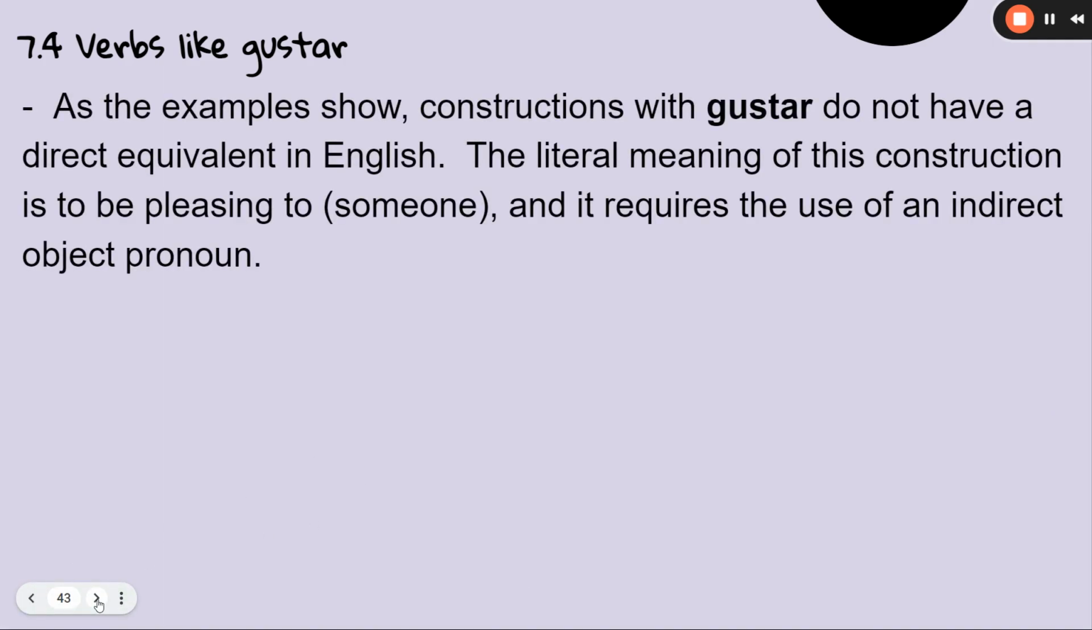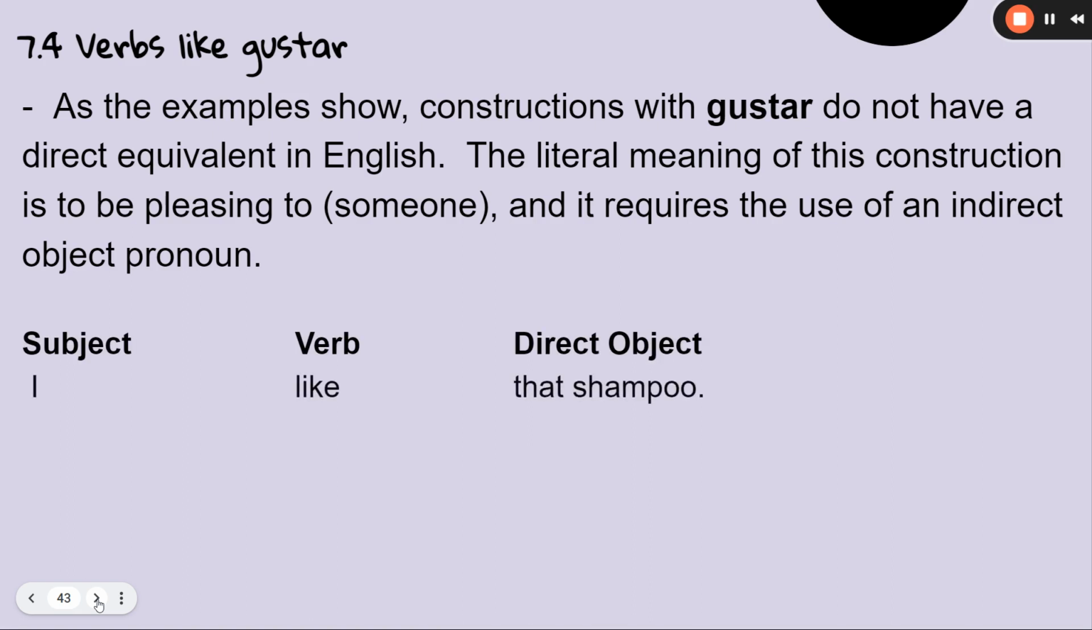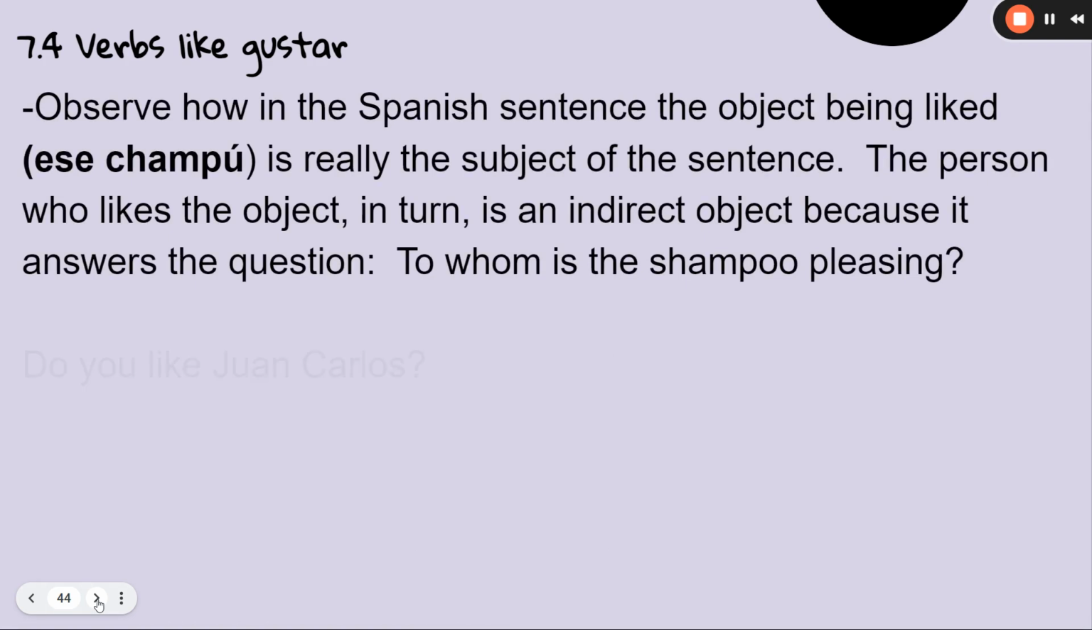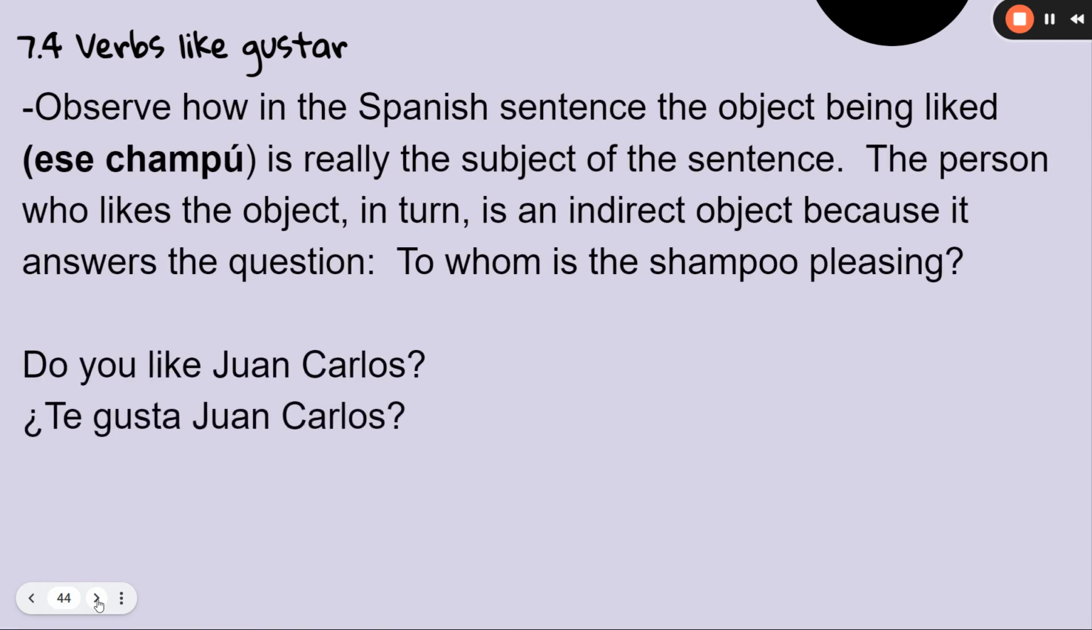Okay, so I like that shampoo. Me gusta ese shampoo. So we've got the indirect object pronoun, we've got the verb, and we've got the subject. Okay? Do you like Juan Carlos? ¿Te gusta Juan Carlos?